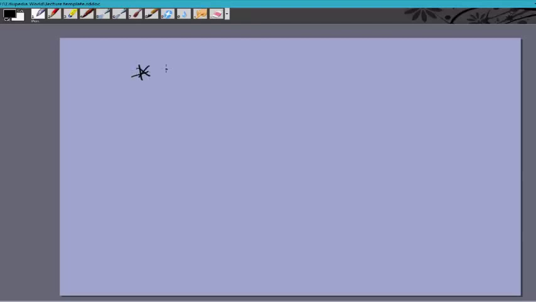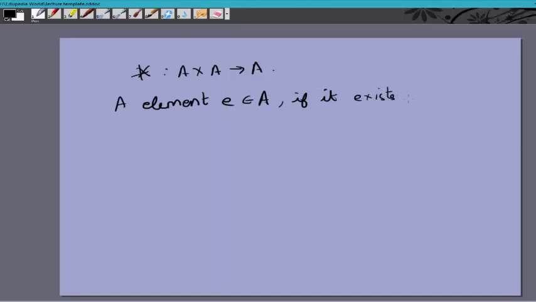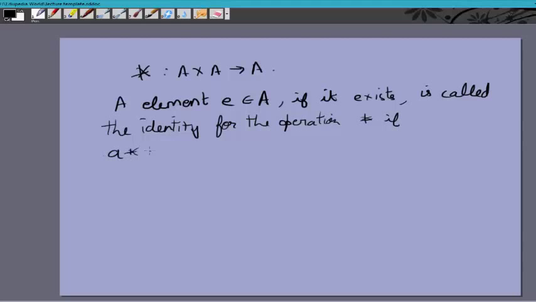Given a binary operation star from A cross A to A, given this, an element E, it's generally denoted by E, belonging to A, if it exists, doesn't exist always. So an element E, if it exists, is called the identity for the operation star if A star E is equal to E star A is equal to A for all A as members of A. Now what is E for addition?